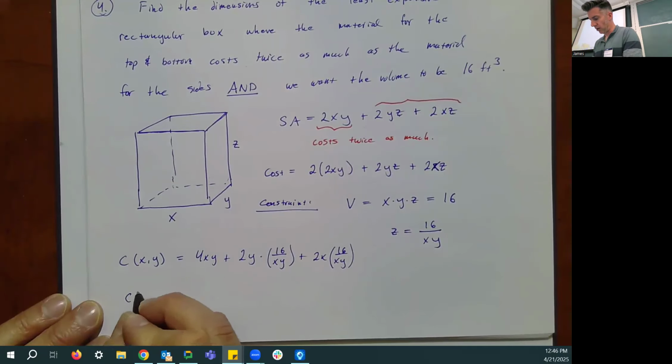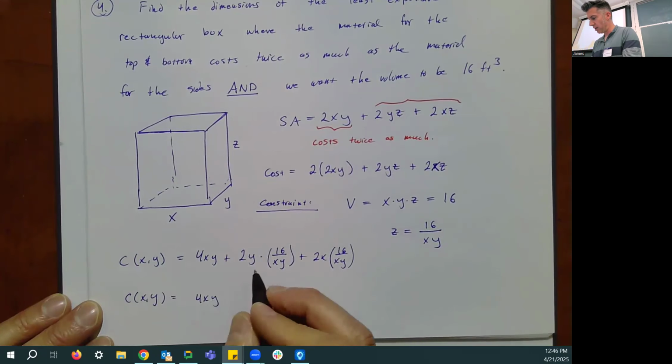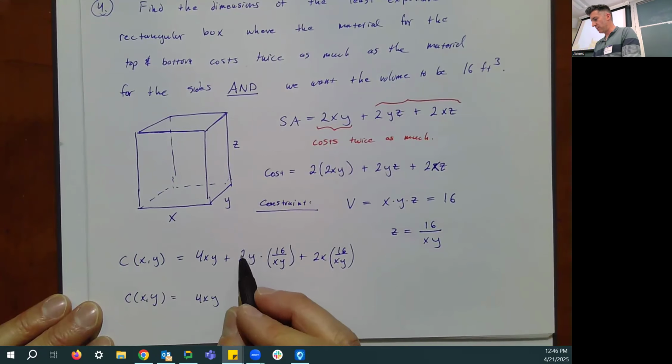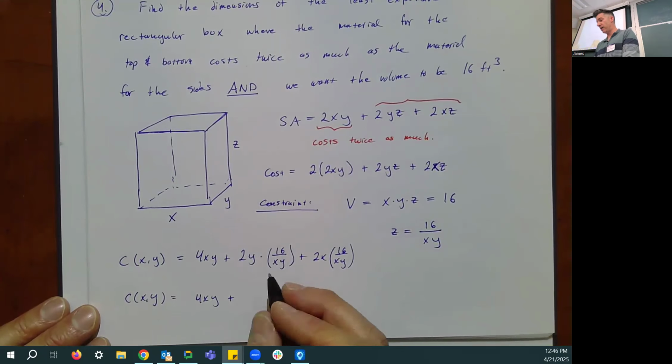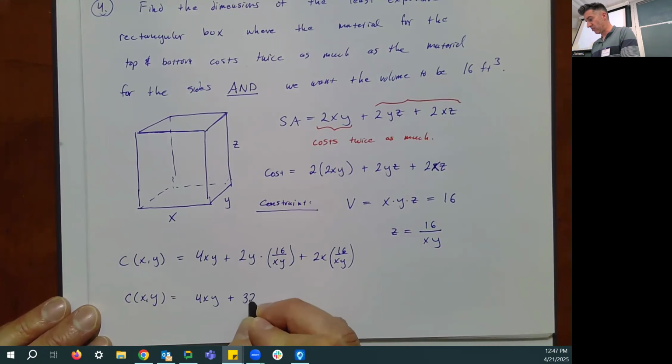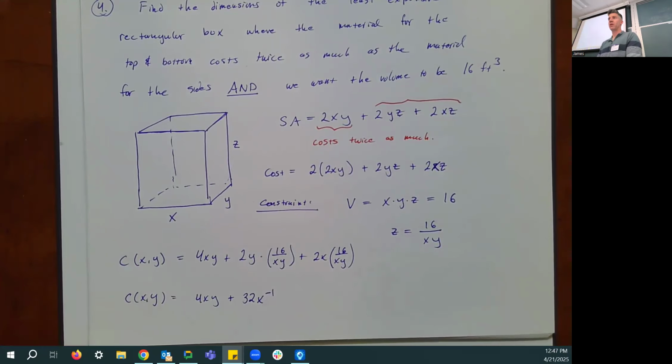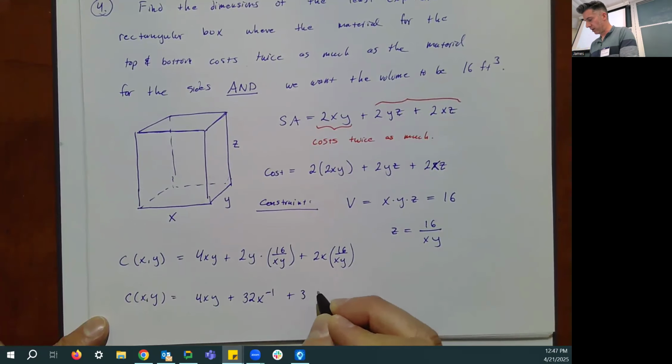So simplifying, our cost equation is equal to 4xy. The y will cancel here. 2 times 16 is 32. Since I'm going to take a derivative, instead of writing 32 over x, I'm going to be better off writing 32 times x to the negative first. Similarly, this should be 32 times y to the negative first.